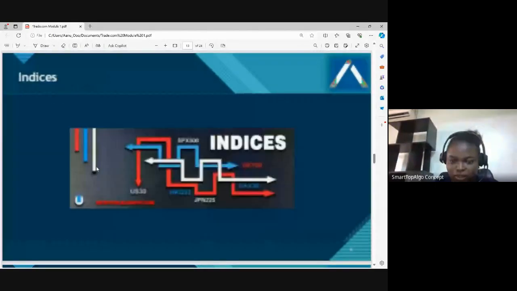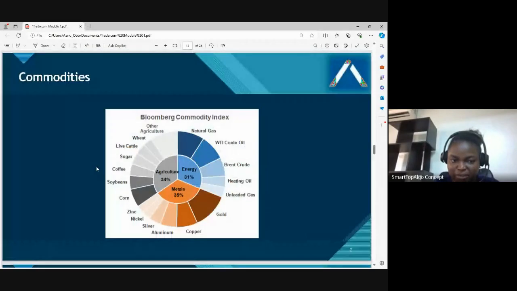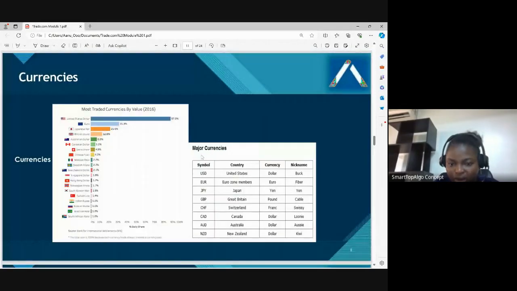A minute, please. I want to show you what I mean by major currency now. Look at it. This is major currency. Can you see? These are the major currency.